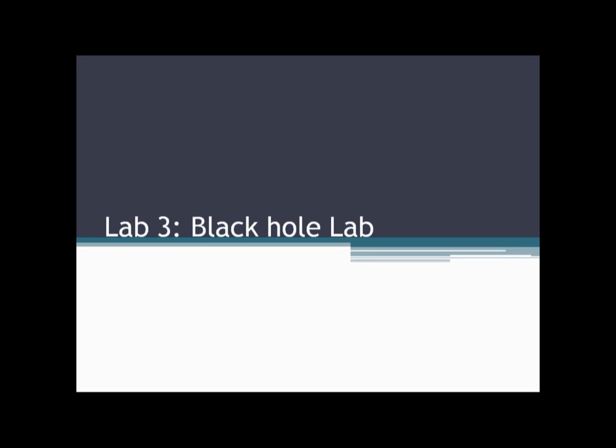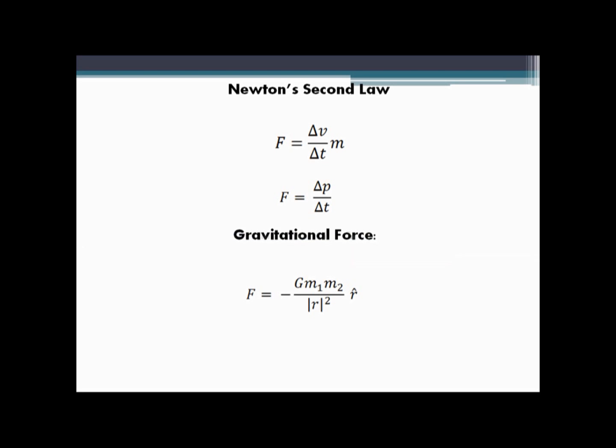Lab 3, Black Hole Lab. In this lab, we observe the motion of a star and use those observations to identify the forces. Unlike the previous labs where we predicted the motion of an object using initial conditions, we are essentially going backwards in this lab. We are using the object's motion to identify the initial conditions, which, in this case, is the mass of the black hole.